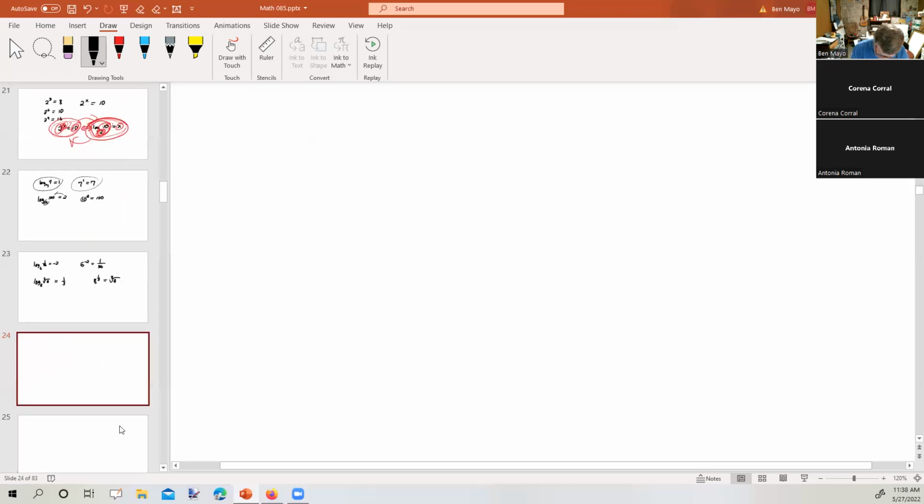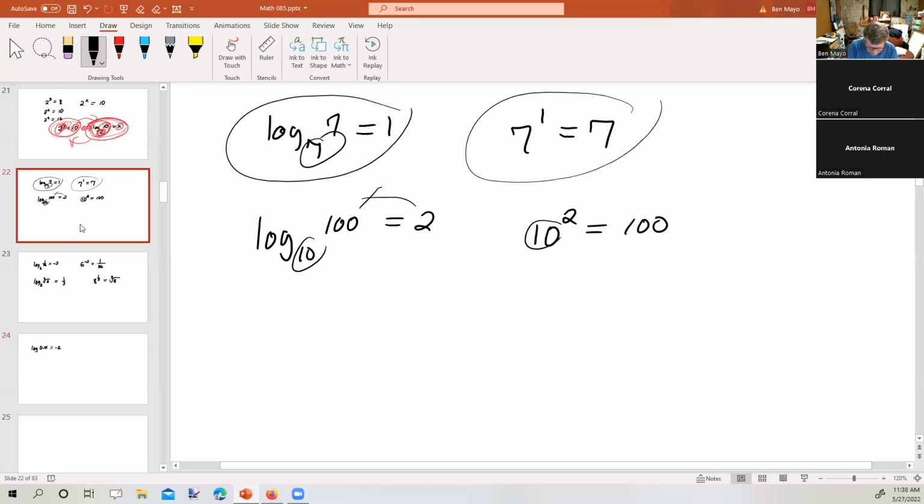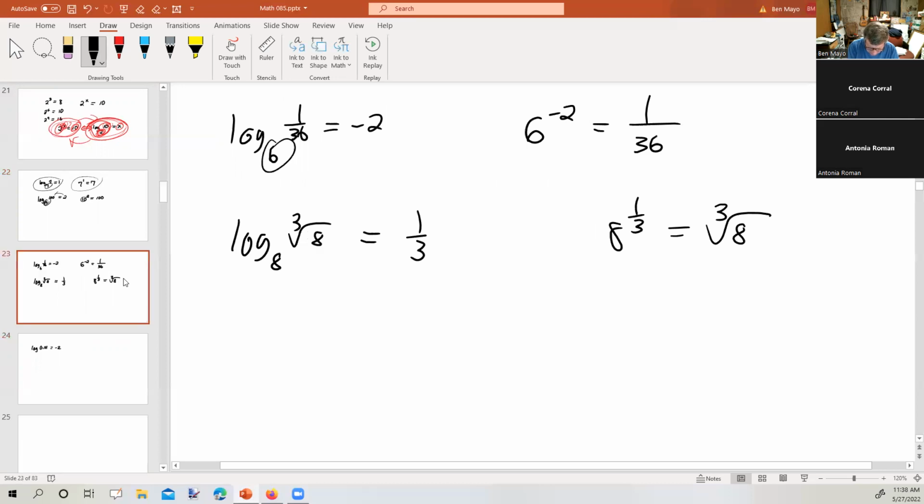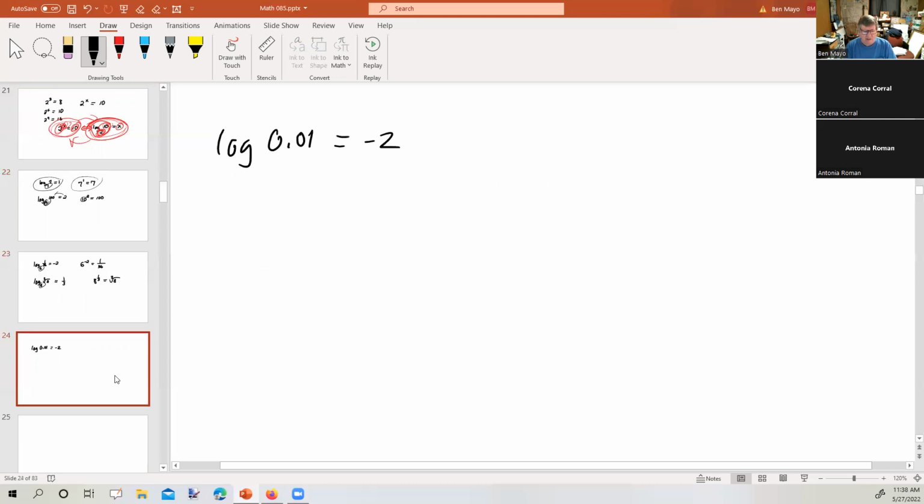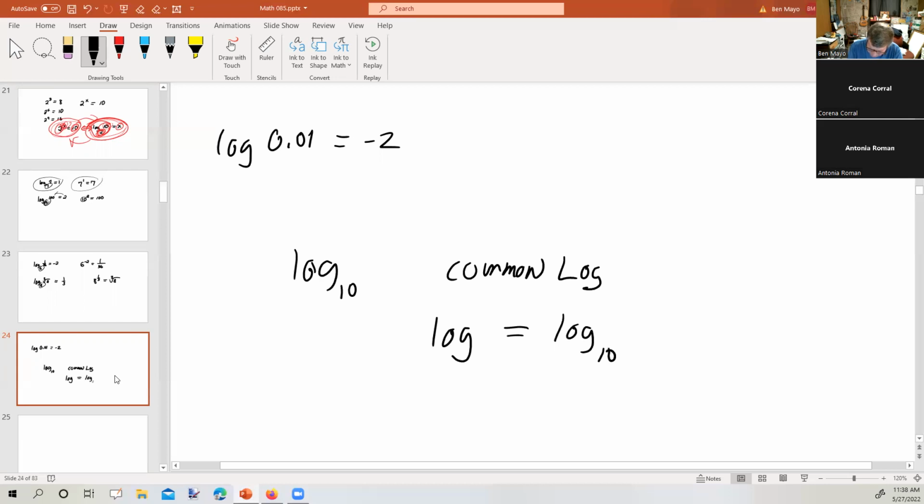Okay, now this one says log 0.01 equals -2, but there's something missing. All these other problems had a base: 7, base 10, base 6, base 8. This one doesn't have a base written. That's because log base 10 is used so frequently that mathematicians decided to call that the common log, and to be more efficient, they're not going to put the base. So LOG is the notation for log base 10.